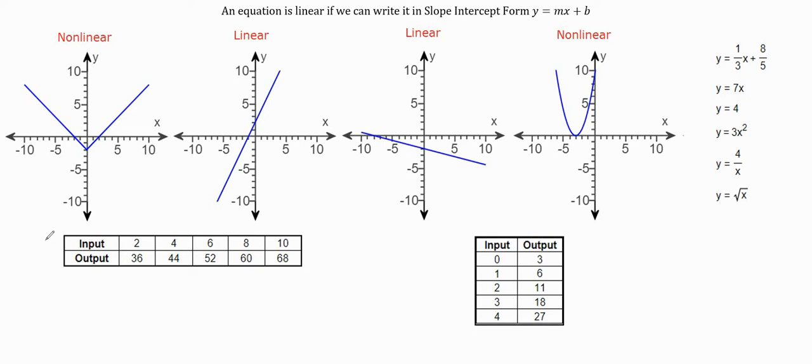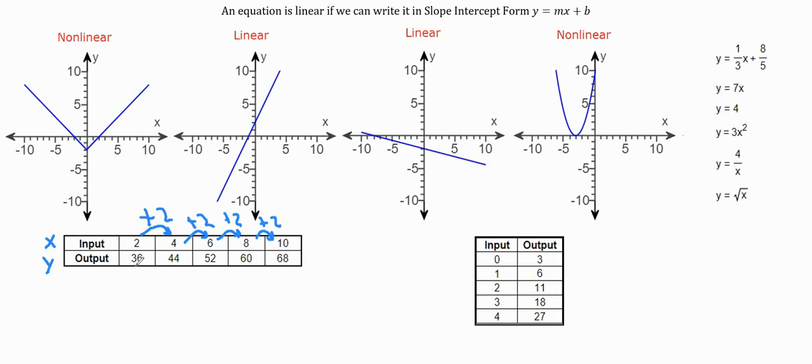Traditionally, for these tables, the input we're going to say is x and the output is y. So if it's linear, that means the slope is going to be the same. So let's just look at the pattern here and the points. So for the input to go from 2 to 4, we add 2. And to go from 4 to 6, we also add 2. And this trend appears to be continuing.